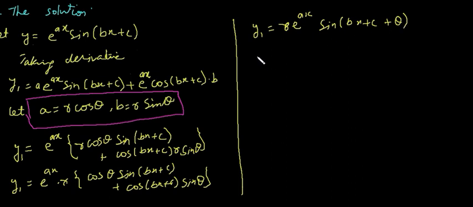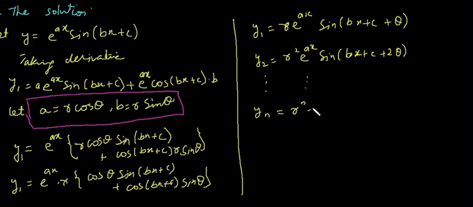So in similar manner, when you simplify, you will get y2 will be r square exponential of ax, and then sine bx plus c, and then plus another theta, so this will be 2 theta. So in this way, when you continue this, you will get the nth derivative will be r power n exponential of ax, and then sine bx plus c, and then plus n theta.